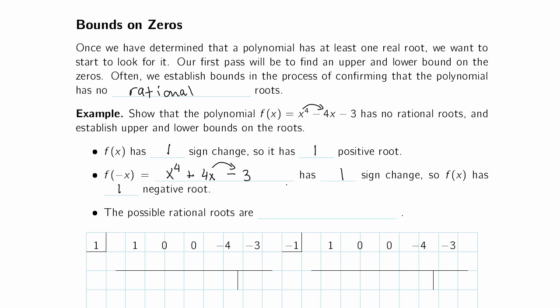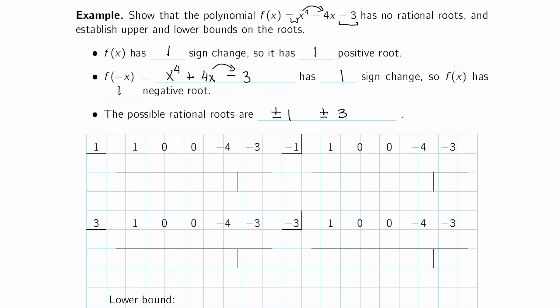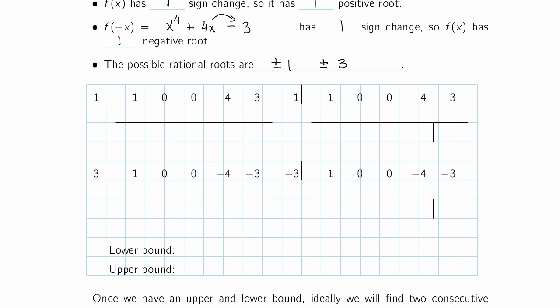The possible rational roots: our constant term is 3, our leading coefficient is 1. So our possible rational roots are plus or minus 1, plus or minus 3. There's only 4 possibilities. We can just do all of that synthetic division. Now, if we just wanted to show that these are not roots, we could absolutely just plug these numbers in on the calculator. However, we also want to see if we can establish an upper and lower bound. And for that, we need to actually see the synthetic division.